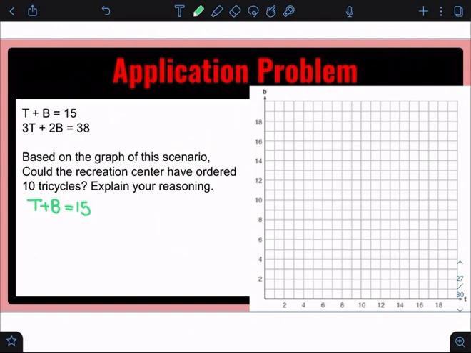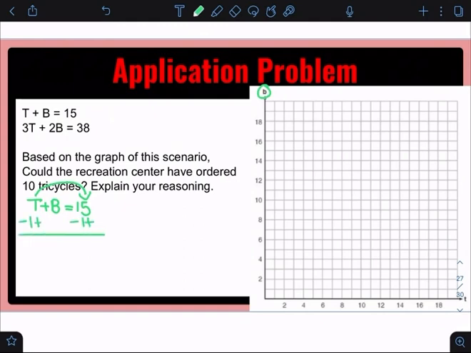So remember how our normal equations are always y equals? Let's look at the y-axis. The y-axis is the vertical axis. Here our vertical axis is b, which means we need to get this equation to be b equals. So in this first one, we need to bring t to the other side. It's a positive t, so we're just going to subtract t.